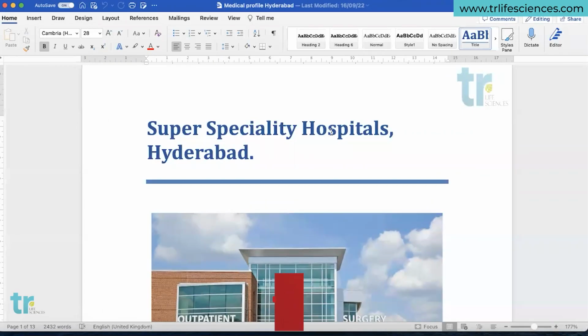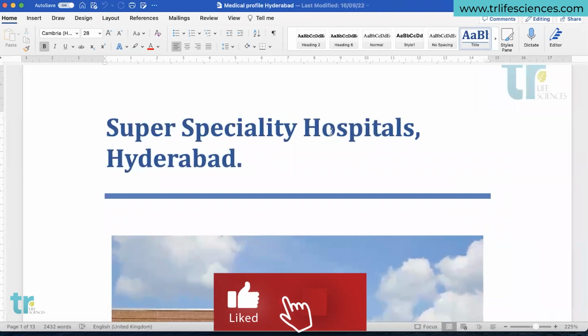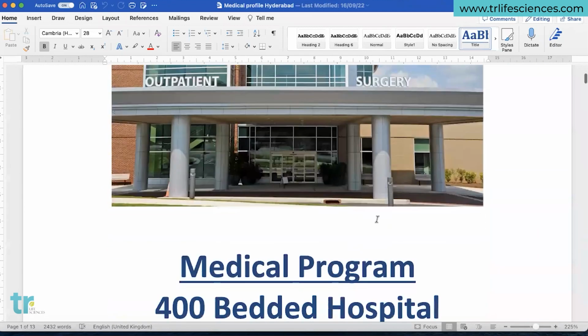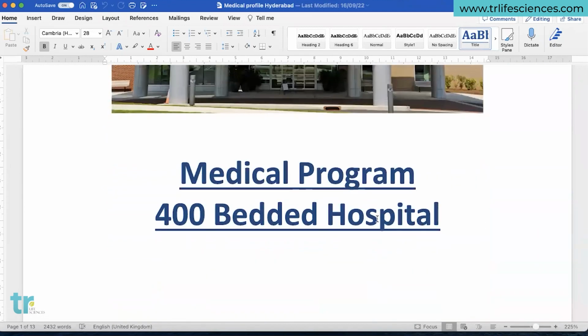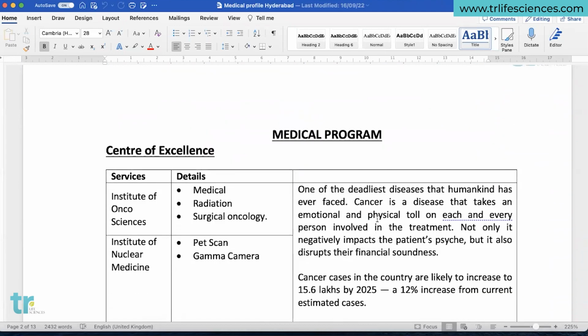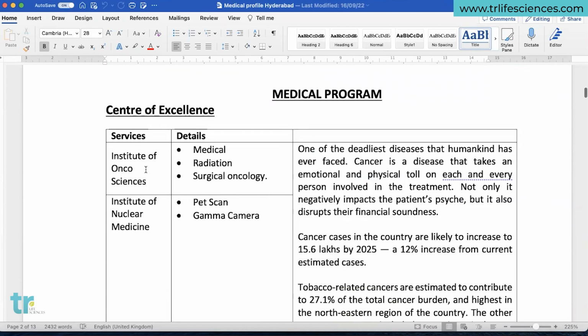This is one sample. This is actually one client presentation which we did for a Hyderabad hospital. Okay, it was a 400 bedded hospital. So like I said, we start with the center of excellence, basically the departments which will be the focused ones. So here the first department is the Institute of Oncosciences.